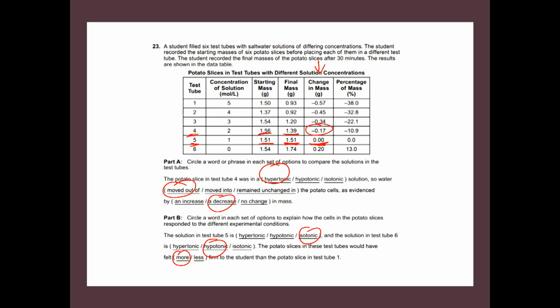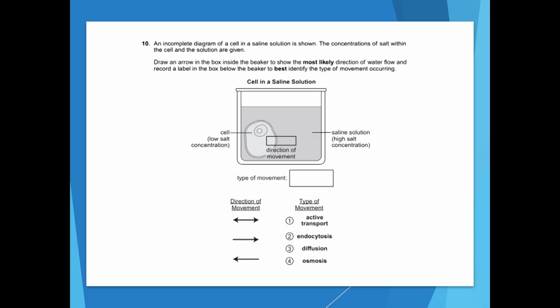Let's look at number 6. 6 is kind of different from all the other ones. You can see that this is the starting mass, this is the final mass. It actually went up, it gained mass, right? Well, in what situation would you gain mass? Well, if you're in a hypotonic solution, that means that water is going to come rushing in and that you would actually gain a little bit of mass, and that's what's making the potato slices feel more firm as well. Okay, great. Let's go on to the next one.